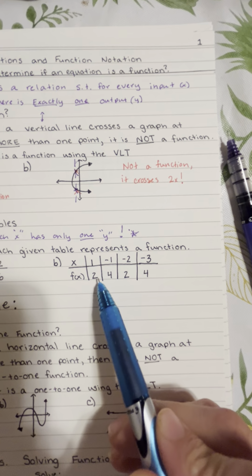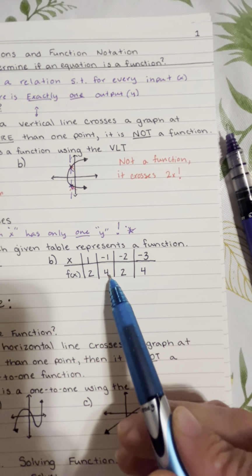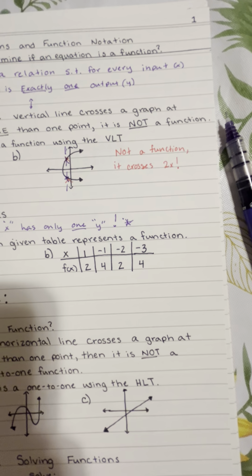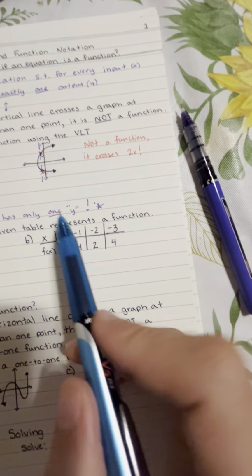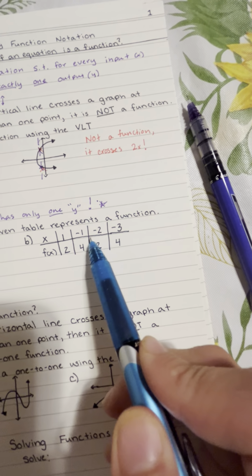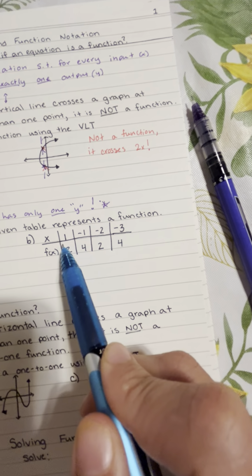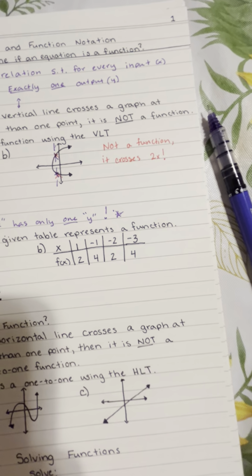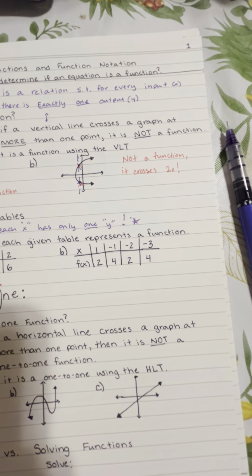Okay, let's look at the next table. Here, 1 goes to 2, that works. -1 goes to 4, that works. -2 goes to 2. Notice that this output is the same as another, but for a function, it's each x has only one y. And because -1, -2, and 1 are different numbers, this is actually still going to be a function. And then -3 is unique, so it's 4.